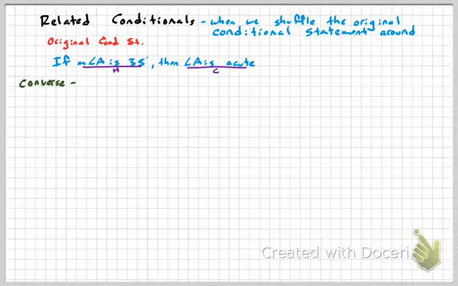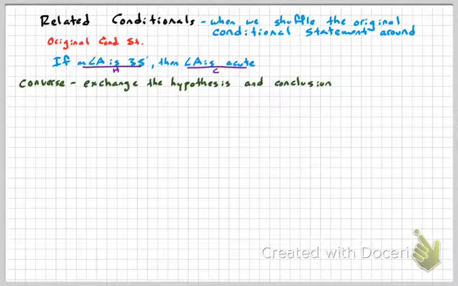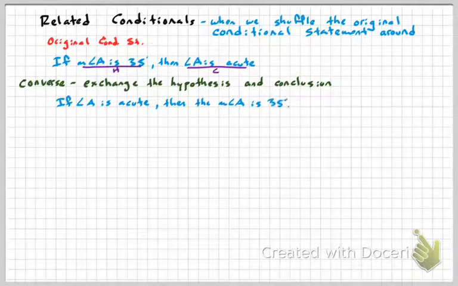So what the converse does is it exchanges the hypothesis and the conclusion. So they literally switch spots. The if and the then stay put. So the only thing that's moving is the hypothesis and the conclusion statements. So the converse of this would be, if angle A is acute, then the measure of angle A is 35 degrees. So again, I just took this and I put it after my then. I took this part and I put it after my if. The hypothesis and conclusion just switch spots.